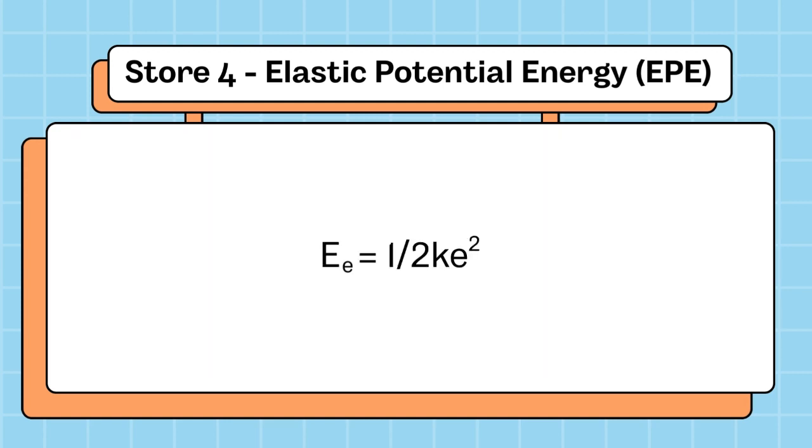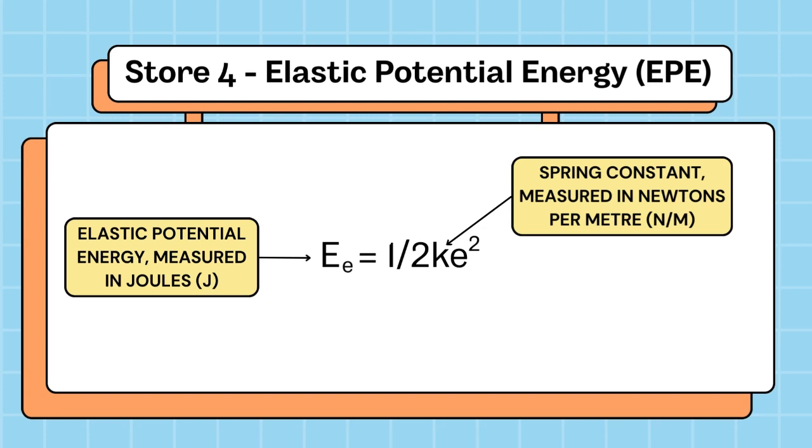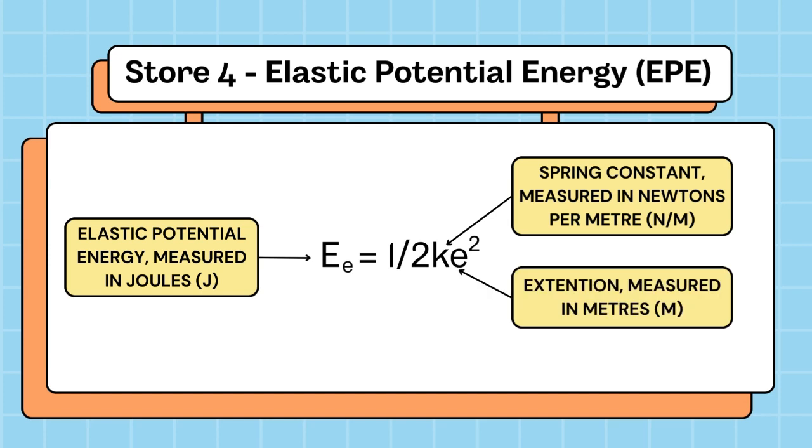To calculate elastic potential energy, use the formula Ee equals half k e squared, where Ee is the elastic potential energy measured in joules. k is the spring constant, which is measured in newtons per meter, or N/m. e is the extension, which we measure in meters.